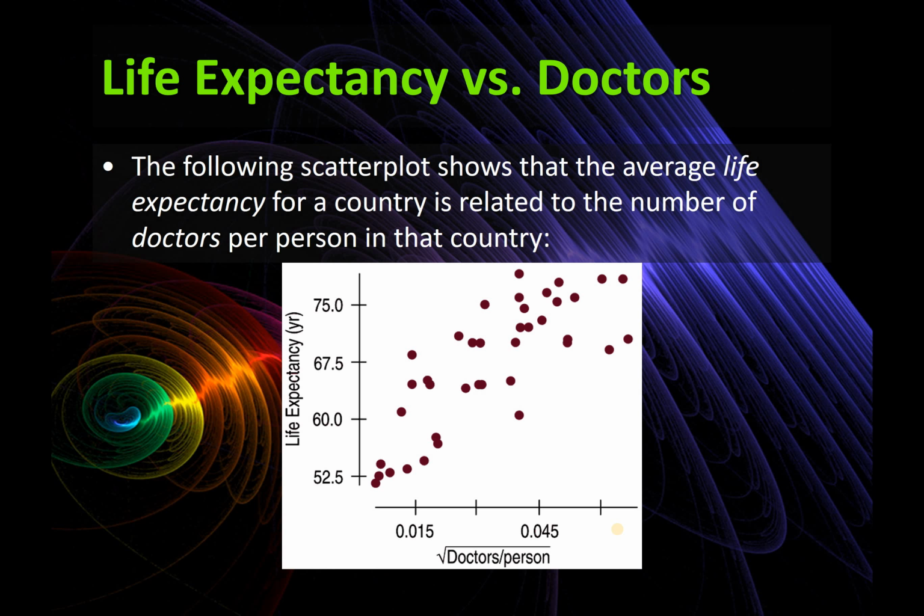So here's a really great example. This is the average life expectancy for a country related to the number of doctors per person. And what's really cool here is you see they did a re-expression, which we're going to talk about in Chapter 9. If I look at this, there's a pretty strong linear association, positive, and it makes sense to me that your life expectancy should go up if there are more doctors per person.